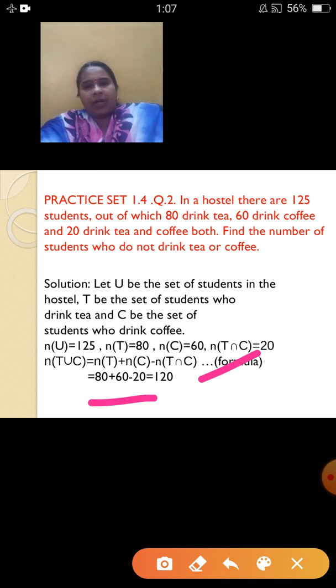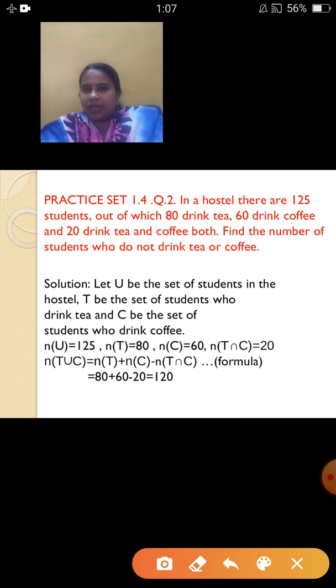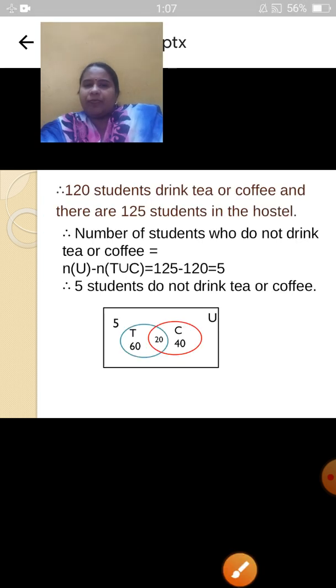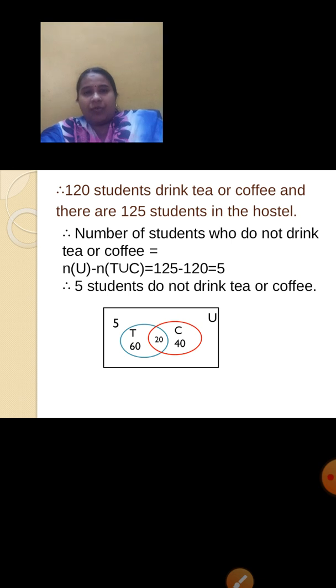Okay, but I want those students who do not drink tea or coffee. Then what is to be done? Go back to the question. There are in all 125 students and I have got a record of only 120 students. It means those extra 5 students are those students who do not drink tea or coffee. I hope you are understanding this. Now how to write this? See this. Next step is 120 students drink tea or coffee and there are 125 students in the hostel. Just now I told you this.